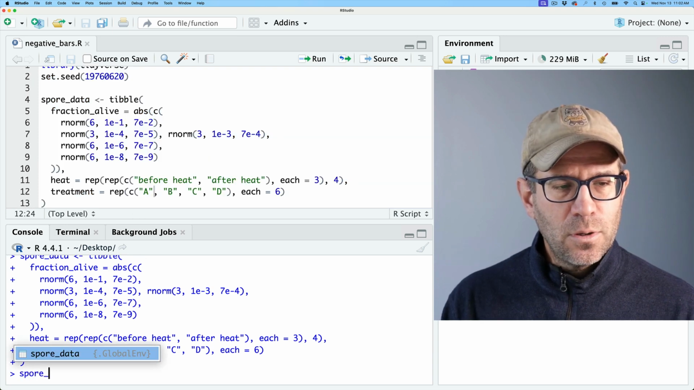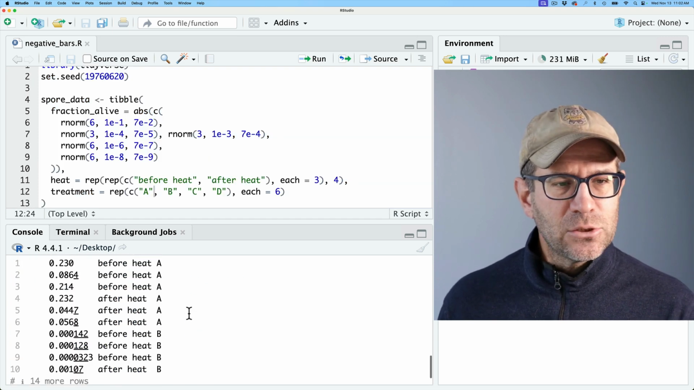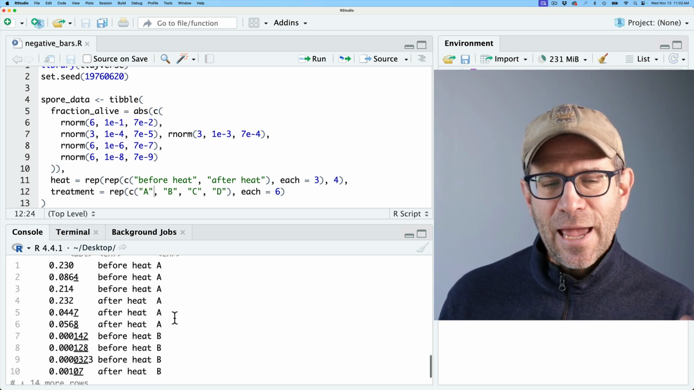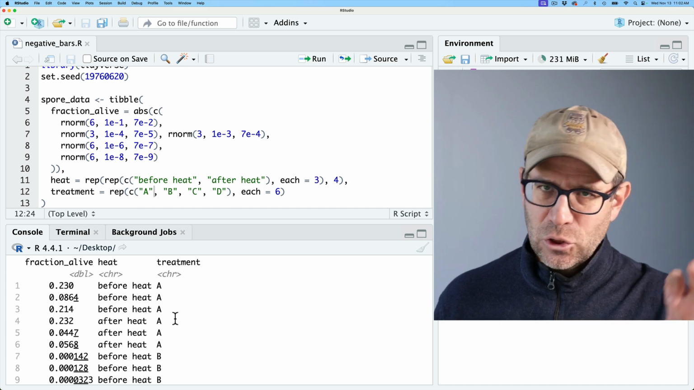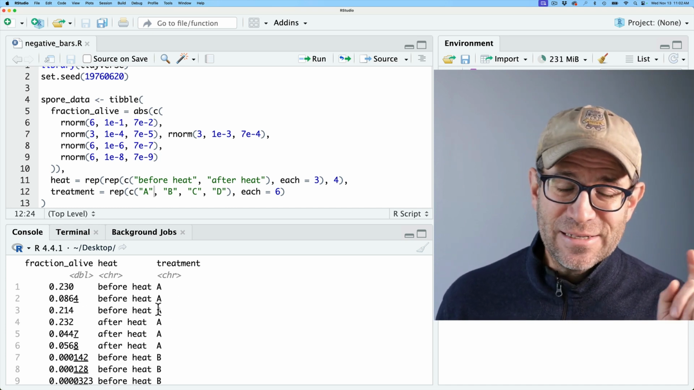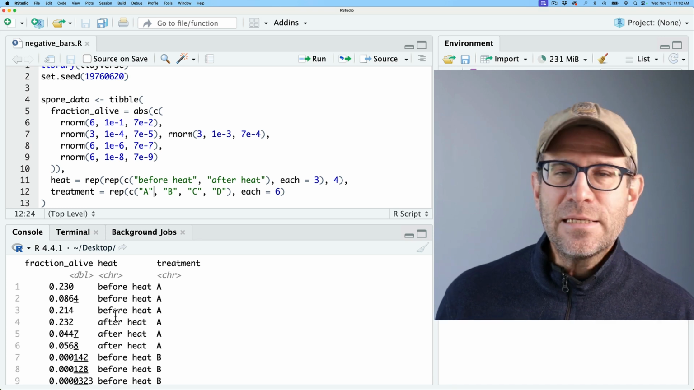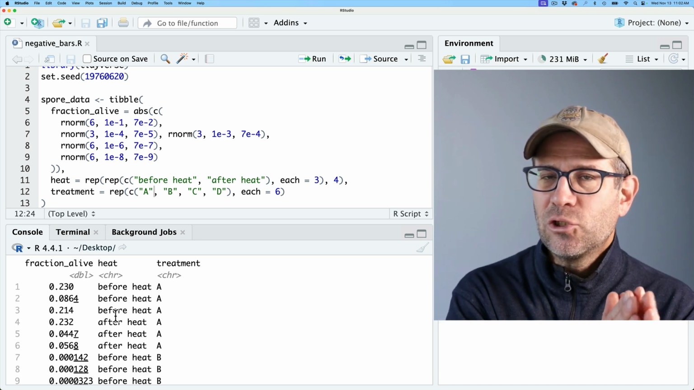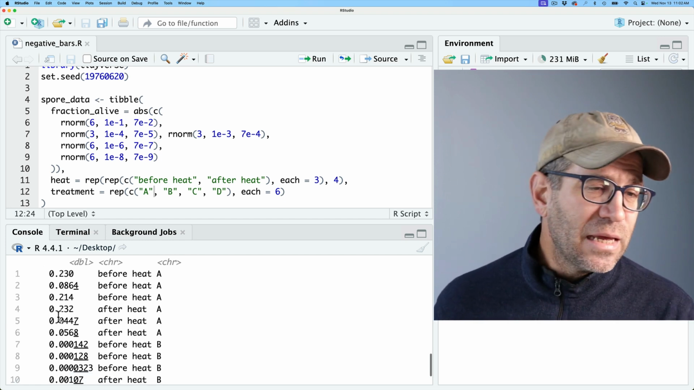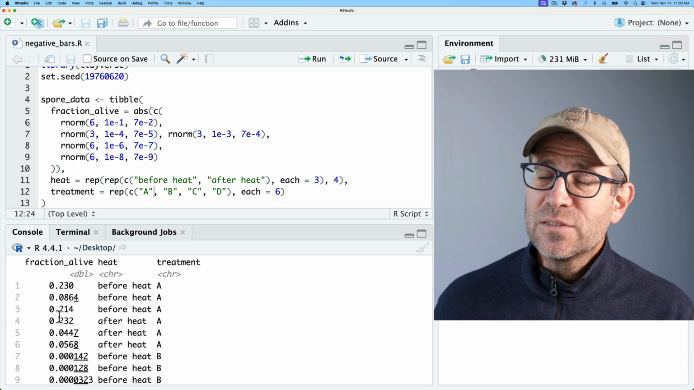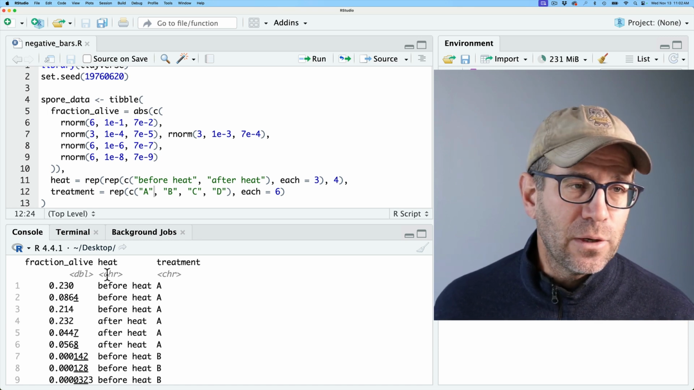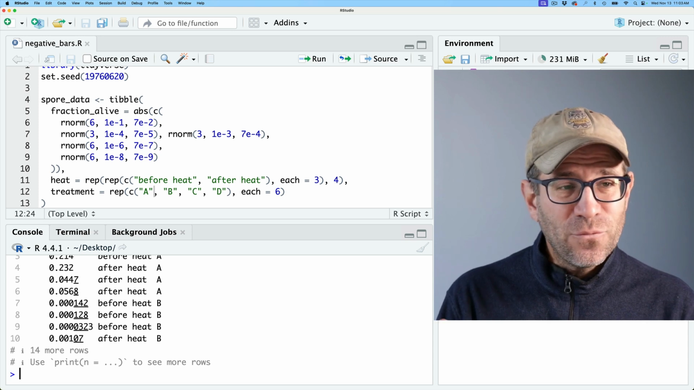So if we look at spore data, we see that it has 3 columns: the fraction alive, the heat, and the treatment. And so the treatment, I have A, B, C, and D instead of kind of those long labels. We'll replace these later when we do scale X discrete. So hold on for that. And then our heat was how we had those columns dodged, right? Because we had before and after the heat treatment. And then this fraction alive is the fraction of cells that were still alive after whatever the treatment was, regardless if there was heat or not, okay? So spore data has 24 rows to it.